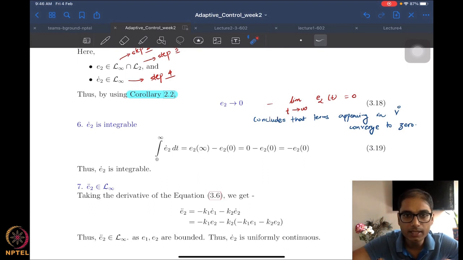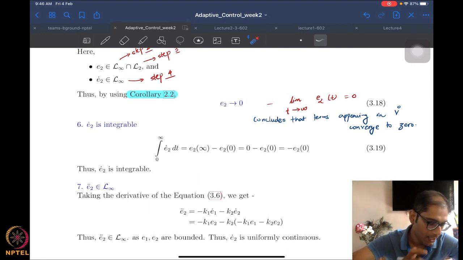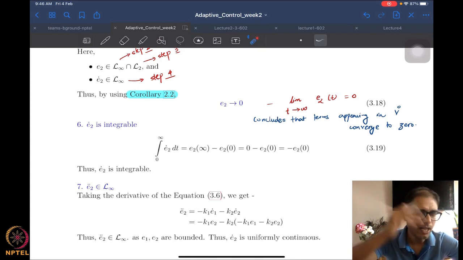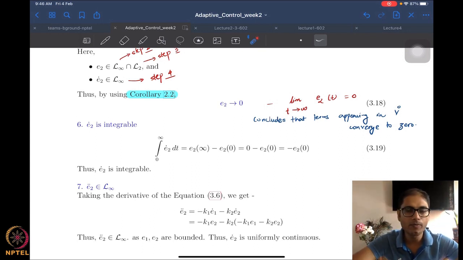Then where do we start in the second half of the proof? Now, this is an important question. In step 6, we start exactly at the derivative of E2. Until now we have proven that E2 goes to 0. And now let's recall all these myths that we spoke about.